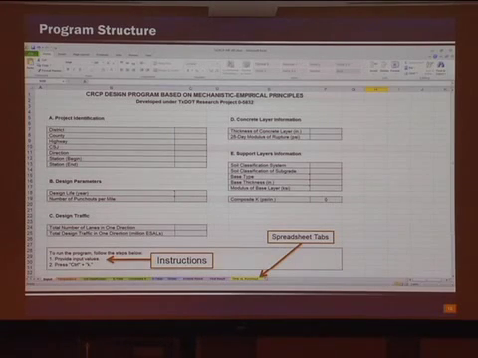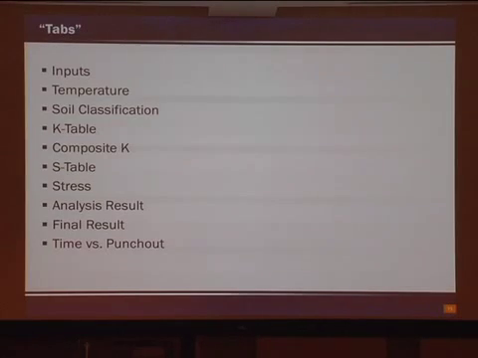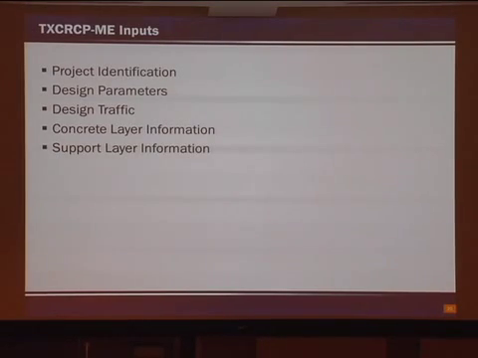So the software is a simple Excel worksheet. It has several tabs: the input tab, temperature, soil classification, the concrete stress, and the plot. In the input tab, we have project information, design parameters, design traffic, concrete information, and supporter information inputs.